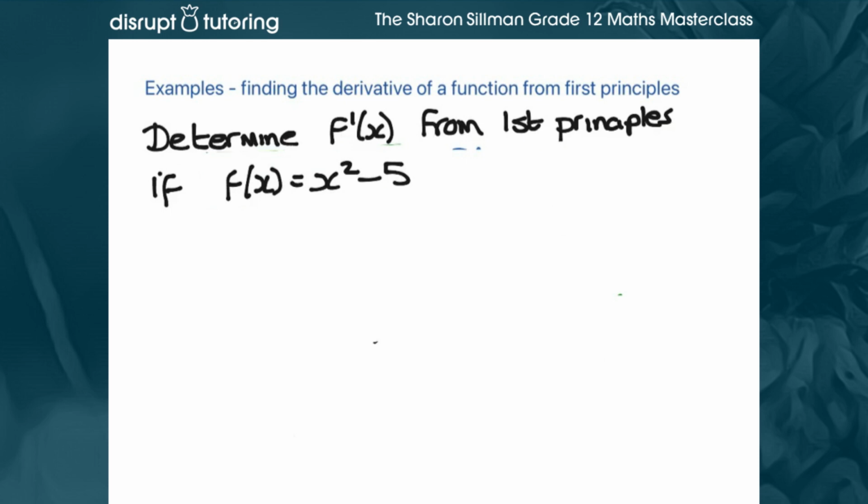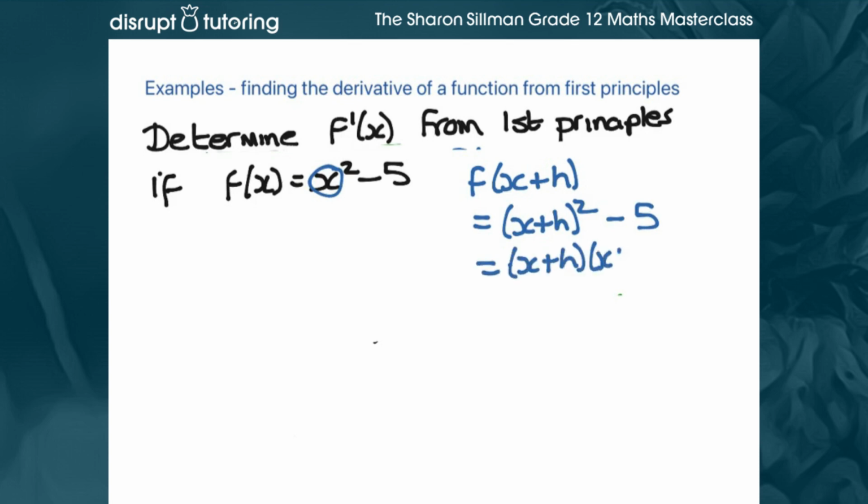Okay, so this is our second example. We're still looking for the derivative of the function from first principles, if f of x is equal to x squared minus 5. As I mentioned before, always find f of x plus h before you really get started. So wherever I see an x in the function, I'm now going to be writing x plus h. And then there's still the minus 5 at the back.